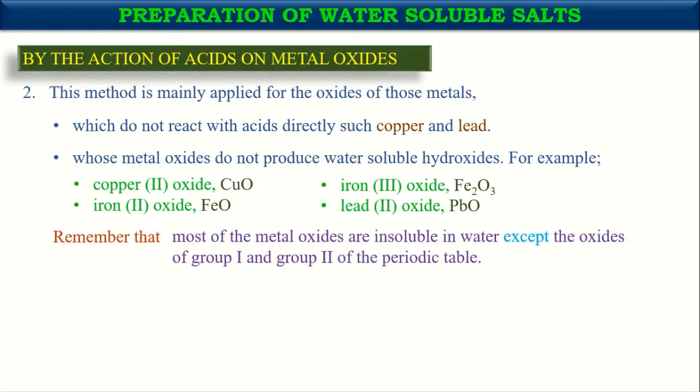Remember that most of the metal oxides are insoluble in water except the oxides of group 1 and group 2 of the periodic table. You should know in group 1 elements are lithium, sodium, potassium, rubidium and cesium, and group 2 beryllium, magnesium, calcium, strontium and barium.